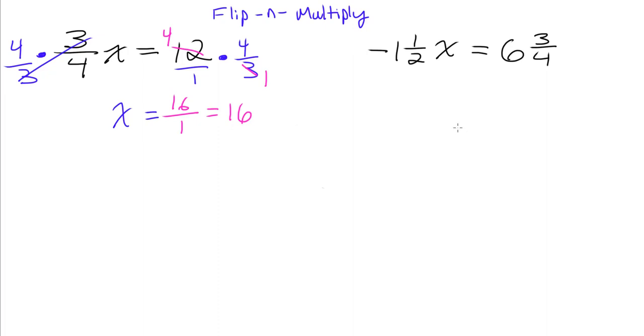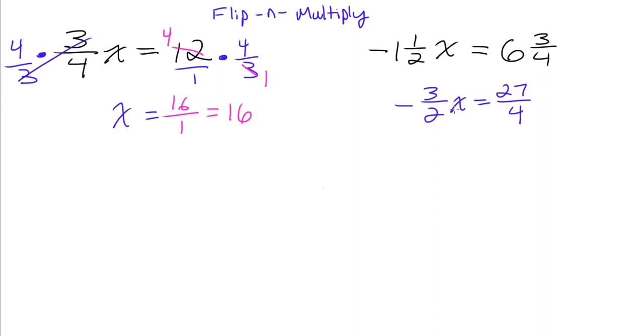So now this next example here you see has mixed numbers. And what we need to do whenever we're going to multiply or divide with mixed numbers is convert them to improper fractions. So let's go ahead and do that first. So 1 times 2 is 2, plus 1 is 3. So this becomes negative 3 over 2x equals 6 times 4 is 24, plus 3 is 27. So that equals 27 over 4.